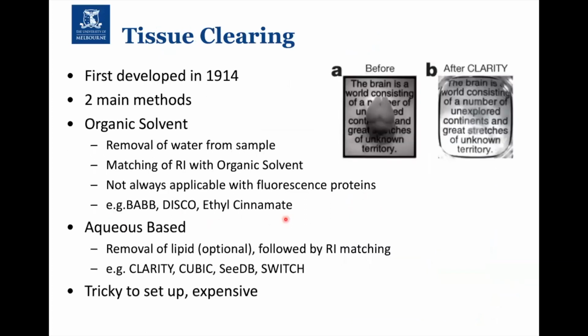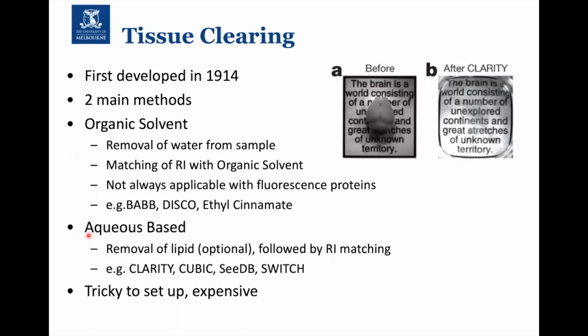So how do we do that? This is a very old technique, first developed in 1914, and there's essentially two main methods. We can use organic solvents, which essentially remove water from the sample and then match the refractive index with the organic solvent. The downside of this is it's not always applicable to fluorescent proteins. This can take a bit of time, and can also kill off the fluorescence from the fluorescent protein.